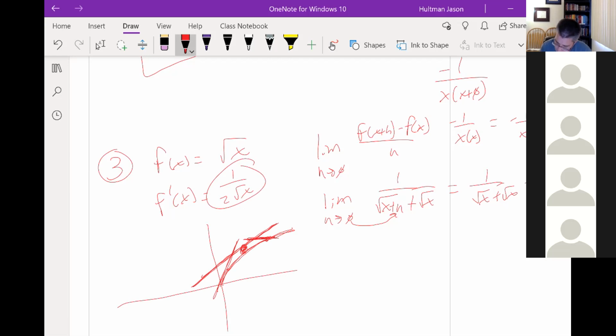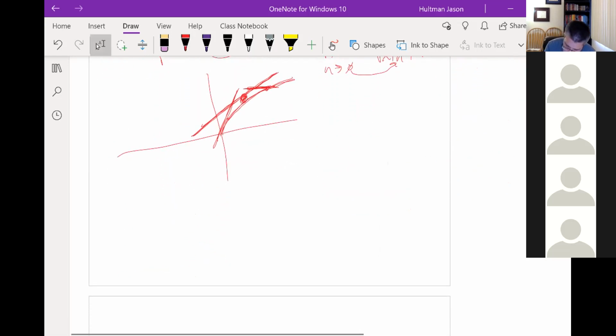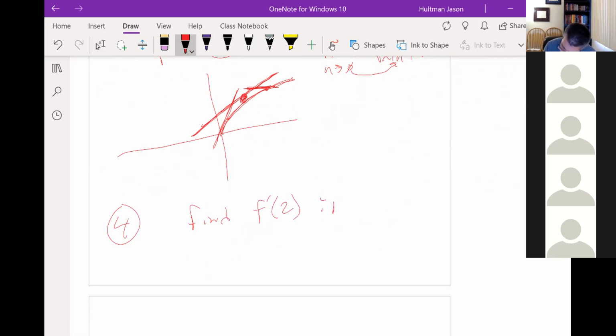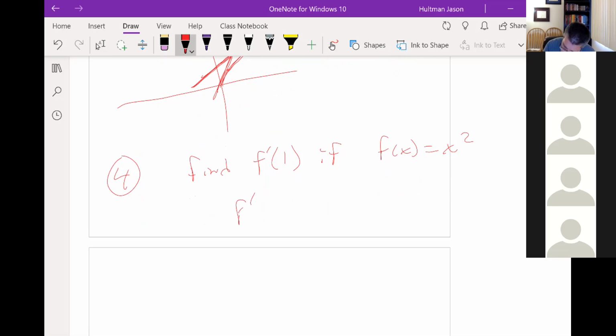Okay, so let's see how this would work. Let's do number 4 here. Find f prime of 1 if f of x equals x squared. Okay, so what was f prime of x? Well, wasn't that 2x? So what's f prime of 1? That's 2 times 1, which is 2.